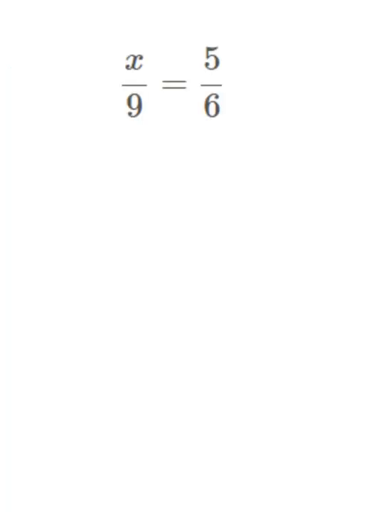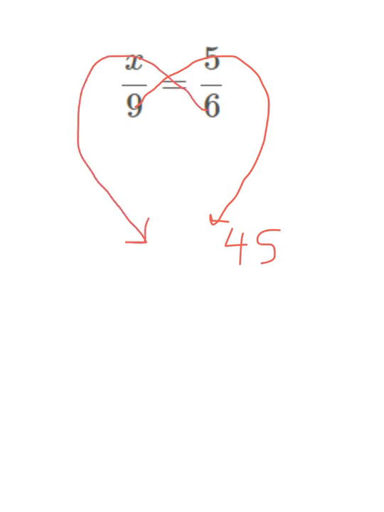Here's a problem that looks a little different. And this problem we're going to solve by using the heart method. So this is what it looks like. We're going to multiply these two numbers here. And I get 9 times 5, which is 45. I'm going to multiply these two numbers here. And I get 6 times x, which is 6x. If you take a look at these lines that we've just drawn, they kind of remind me of a heart.